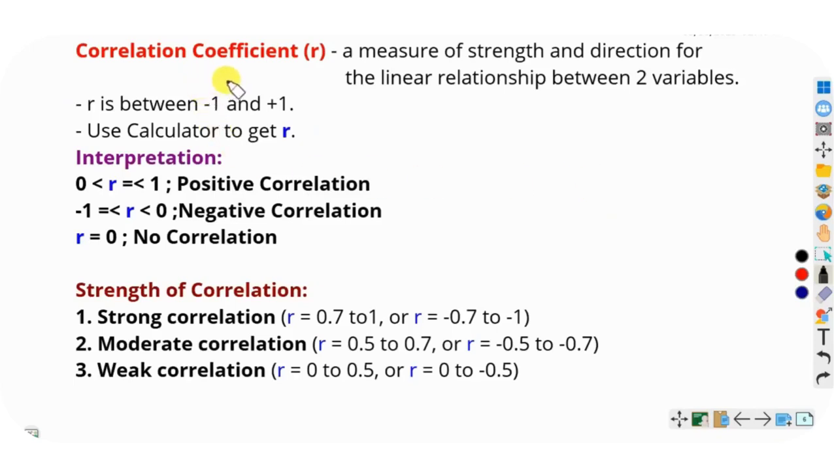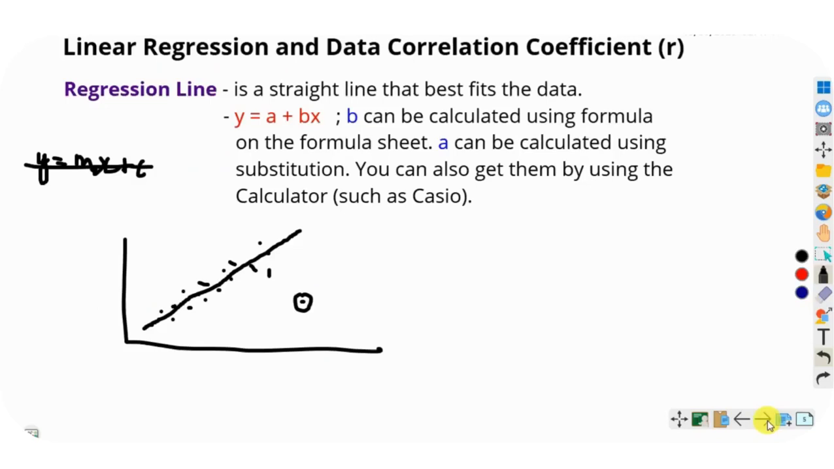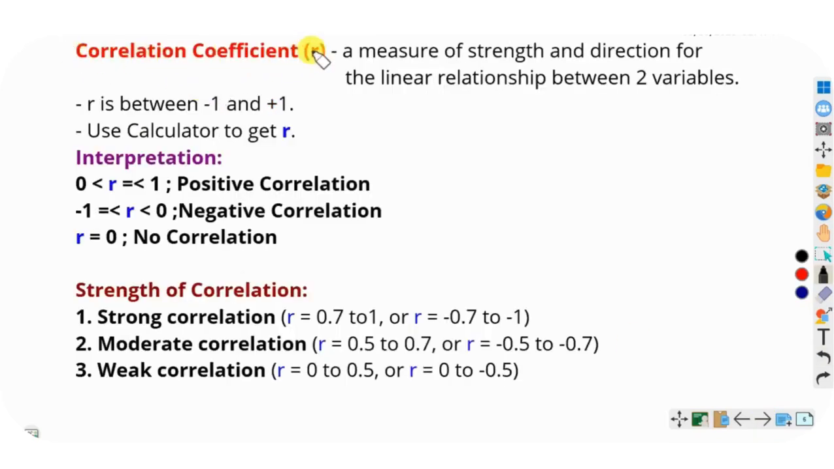So here we speak of the correlation coefficient, R. What is a correlation coefficient? Well, a correlation coefficient is a measure of strength and direction for the linear relationship between two variables.